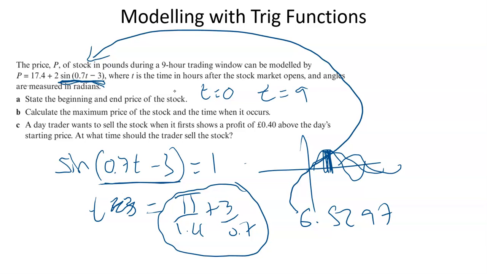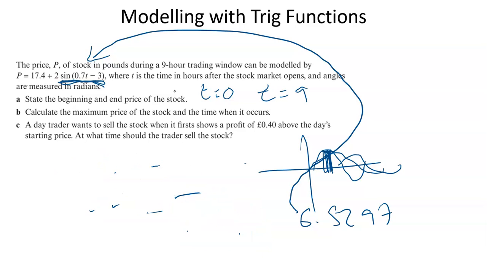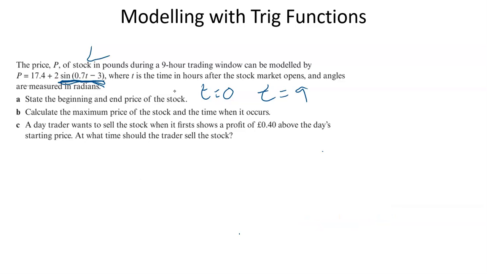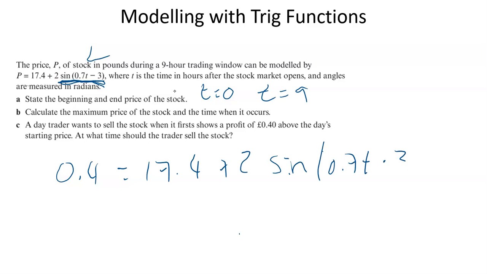A day trader wants to sell the stock when it first shows a profit of 40 pence above the day's starting price. At what time should the trader sell the stock? Okay, so that shouldn't be too bad. Let's give ourselves a bit of space. We know a price and we want to know a time, so we're just going to use the equation 0.4 for the price, that's in pounds, equals 17.4 plus 2 sine of 0.7t minus 3.